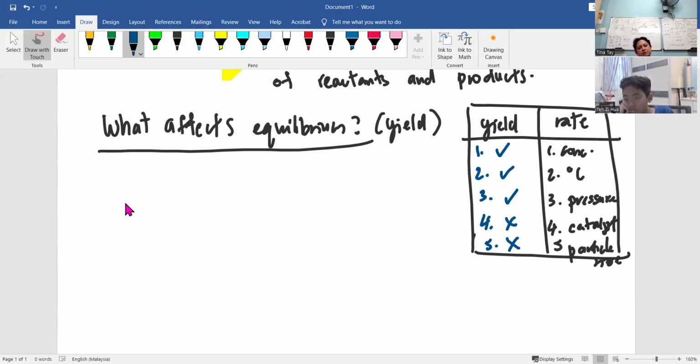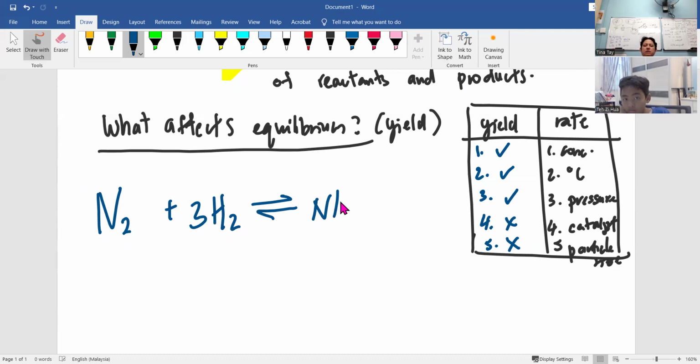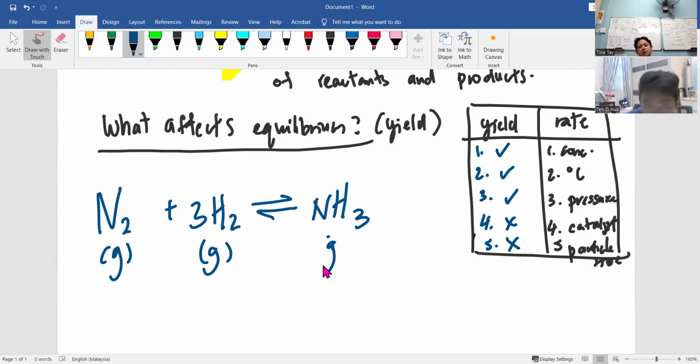So like this, this is an example of a reversible reaction. Now, something very important is the state, because different things affect it differently. So we're going to talk about pressure first.